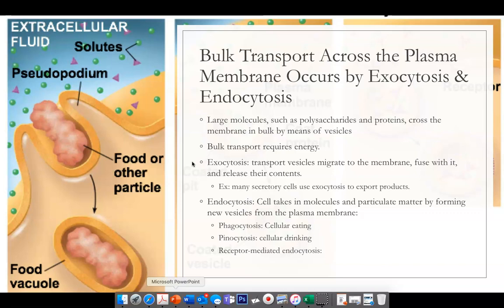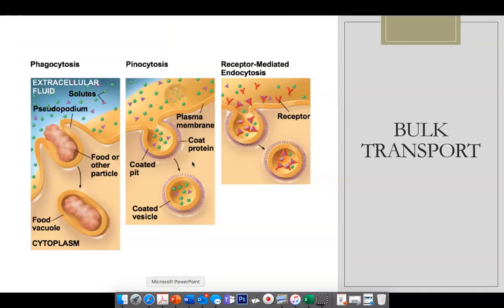Your bulk transport ends in cytosis. So you have endocytosis and exocytosis, where exocytosis is things leaving the cell, and endocytosis is going to be molecules or particles coming into the cell. There's three ways that endocytosis can happen: through the cell eating, cell drinking, or receptor mediated, which is very specific for what is being brought into the cell. Phagocytosis is cell eating. Pinocytosis is cell drinking. And the way that this works is going to involve the membrane actively forming a vesicle around the substance.